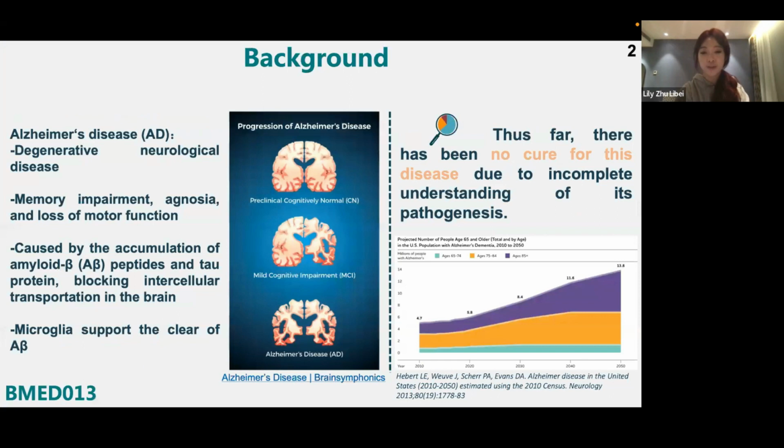So first, I will briefly introduce Alzheimer's disease. It is a degenerative neurological disease characterized by memory impairment and the loss of neurons. Amyloid beta protein accumulation is considered the main reason. In response to the beta accumulation, microglia become activated and produce pro-inflammatory cytokines, which will worsen the neurodegeneration and contribute to AD progression. However, there's still no cure due to the limited understanding of its pathogenesis.